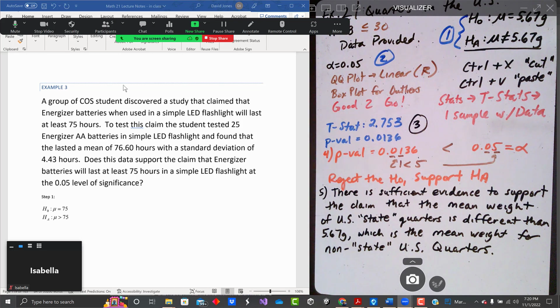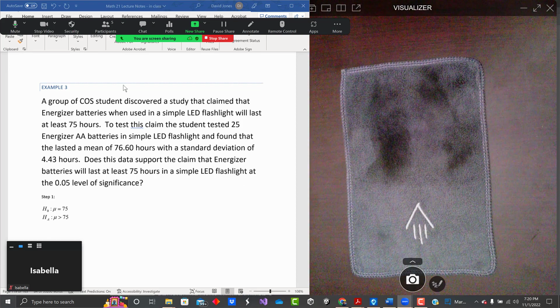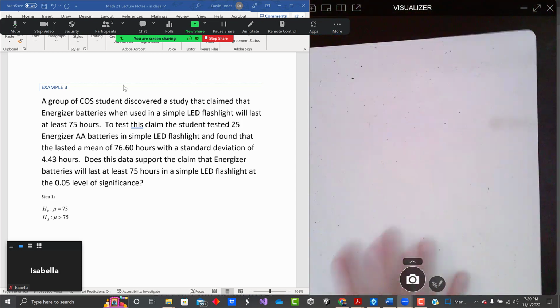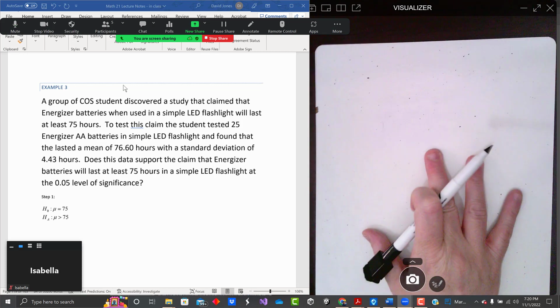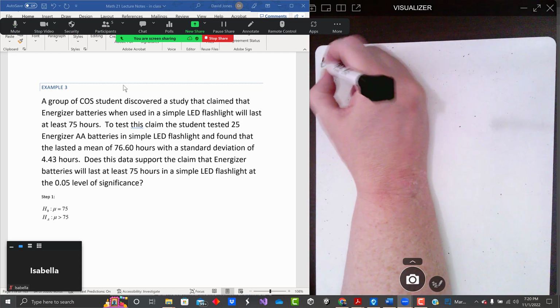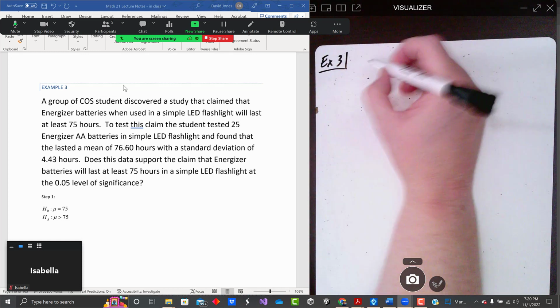You guys ready for the next one? The next one was an actual test in the project. This was a project for students for an in-person class that was done. So example 3 was on COS students and Energizer batteries.